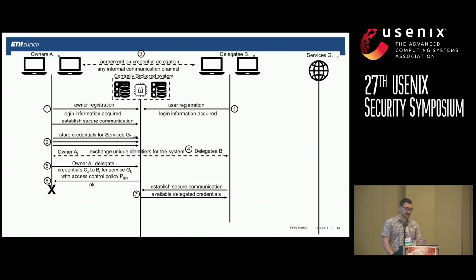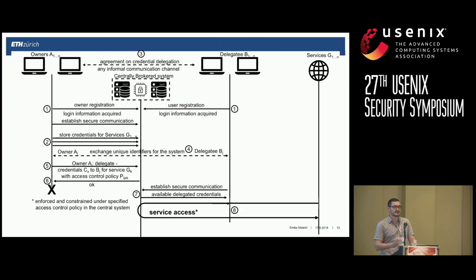The delegatee can now connect to the system and establish a secure communication the same way, which then gives him the availability of the delegated access to a service. The access to the service is always given through the proxy, so there is never a direct connection between the delegatee and the service. It always runs through the centrally brokered system, so you can envision it as a kind of man in the middle.